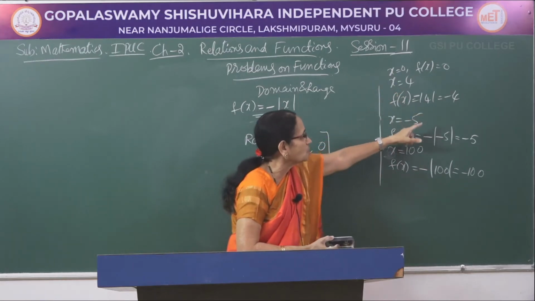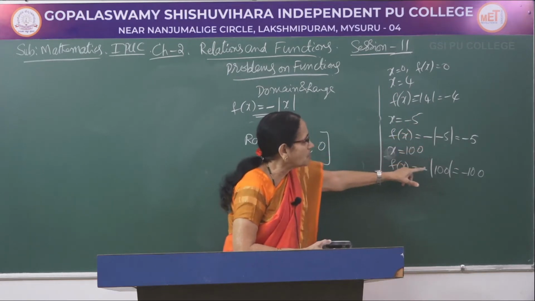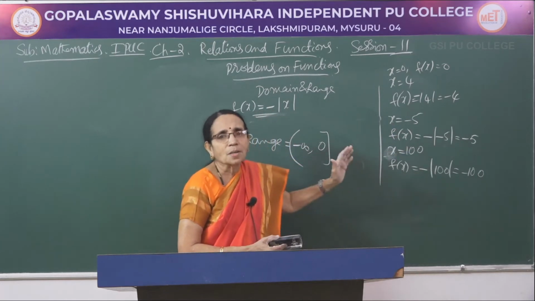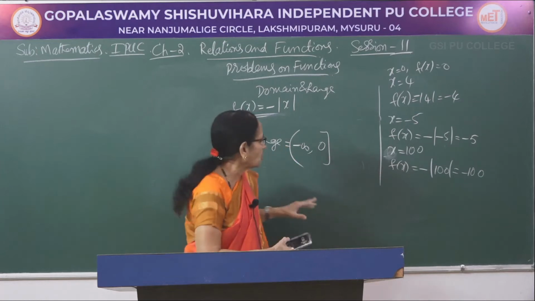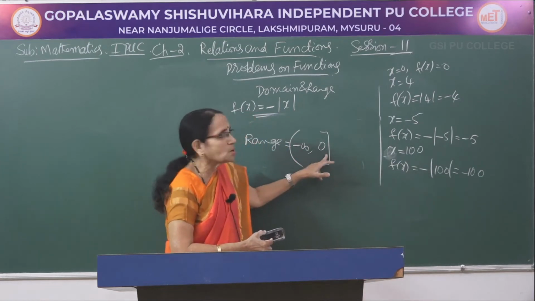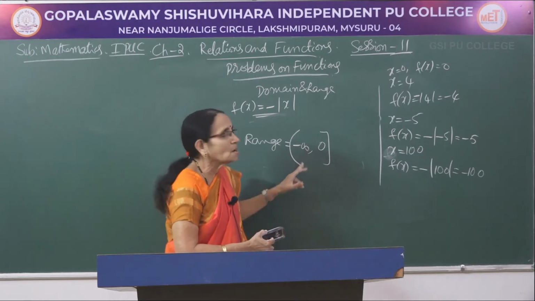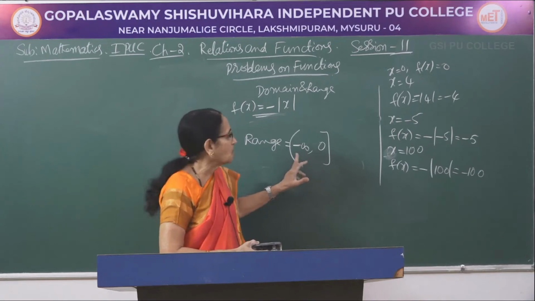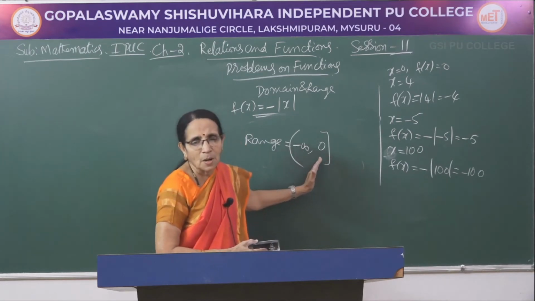Image of 0 is 0. Image of 4 is minus 4, image of minus 5 is minus 5, image of 100 is minus 100. So, only the negative numbers are the images of the elements of the domain. Therefore, the maximum value it can have is 0. All the other values would be less than 0. How do you write that? Therefore, the range of the function is the open closed interval minus infinity comma 0.